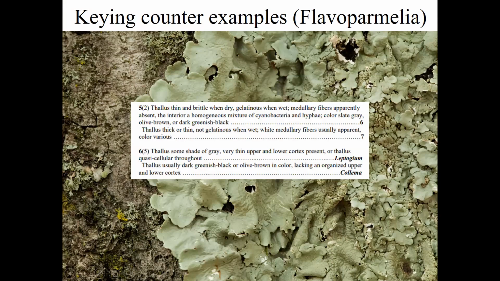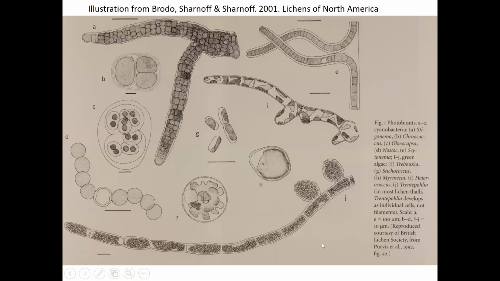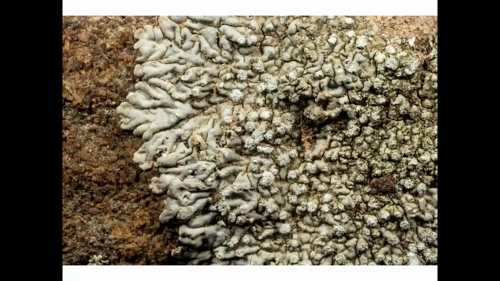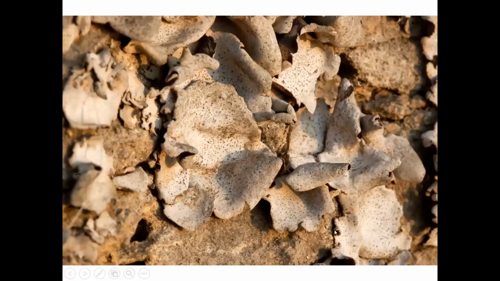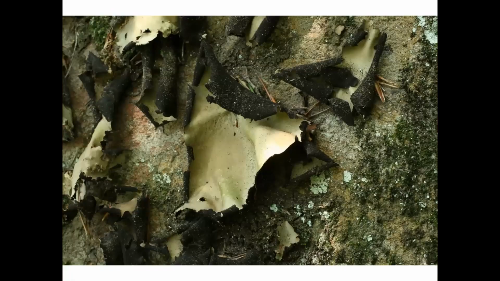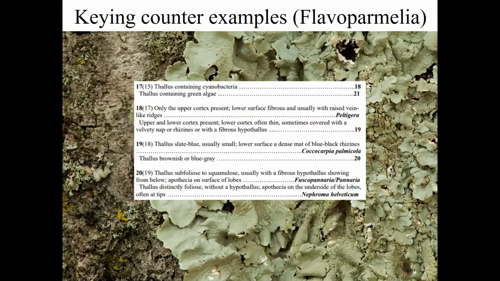And then it would ask, what's the photobiont like? Is it a blue-green bacteria like in this jelly lichen? And you go, no, it's not. And then you would say, does it have rhizines on the undersurface of it? And you'd find out that it does. This is an example of one that doesn't. Then you would be asked whether it has those little dots on the upper surface. Does it have parathecia? If it did, it might be something like this, but it doesn't. And then you'd be asked if it's umbilicate, attached in the center, like this, but it's not.